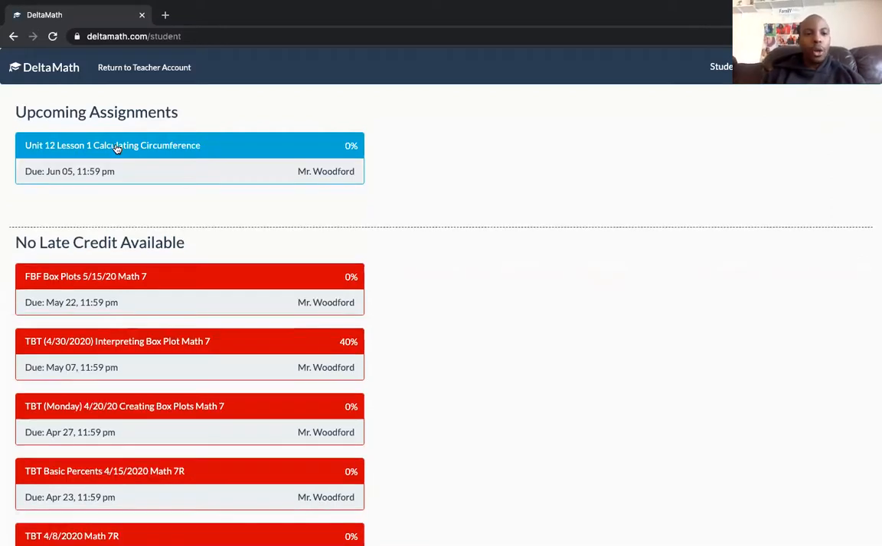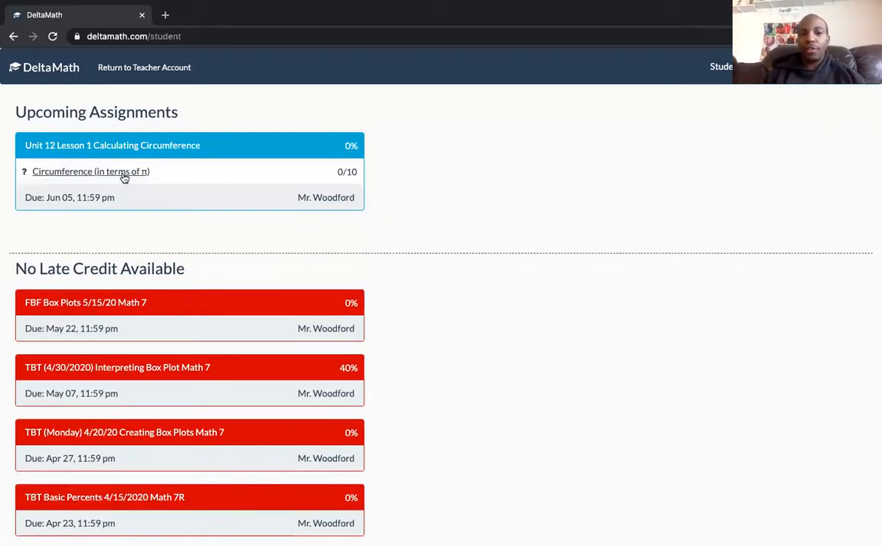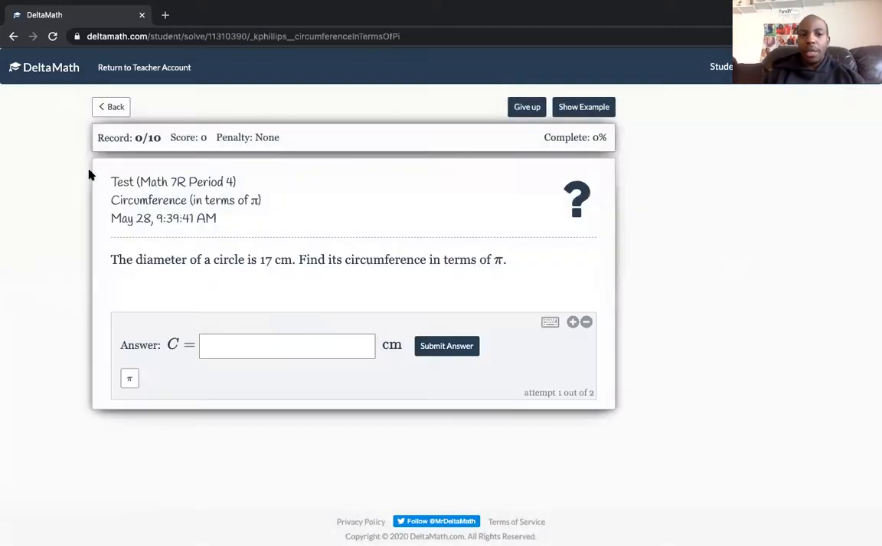Okay. So you should see that it says circumference in terms of pi. When you click it, what you'll see is it's going to ask you a question. The question here tells you the diameter of a circle is 17 centimeters. Find the circumference in terms of pi. Before we break down how to do this, I need to explain, well, what is circumference? Because I know that's probably the question that you have in your head, like, okay, we just jumped to something brand new. I'm hoping he gives us more information about what actually a circumference is. And that's exactly what I want to do.